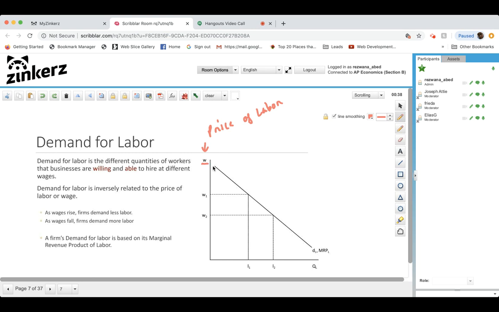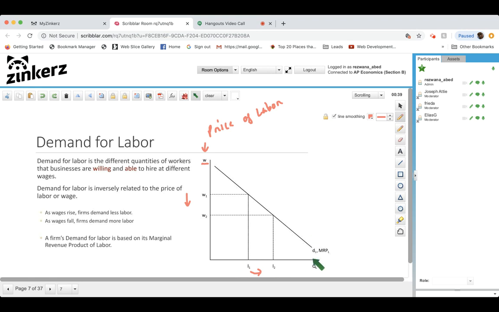And what we see here is that the demand curve for labor is a downward sloping line, right? It is inversely related to the price of labor, which means that as wages increase, farms demand less labor. But when wages decrease, at W2, the quantity of labor demanded is L2, which is higher than L1. So when wages decrease, the quantity demanded increases, and when wages increase, the quantity demanded decreases.